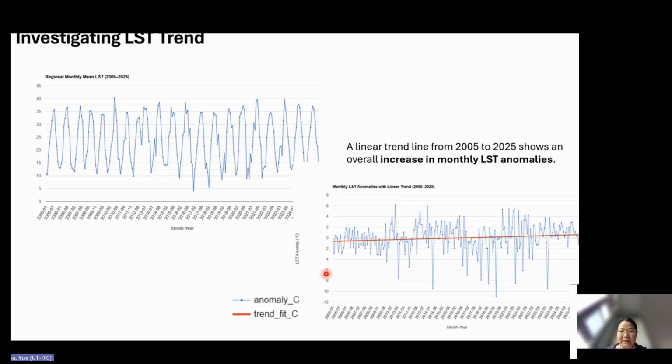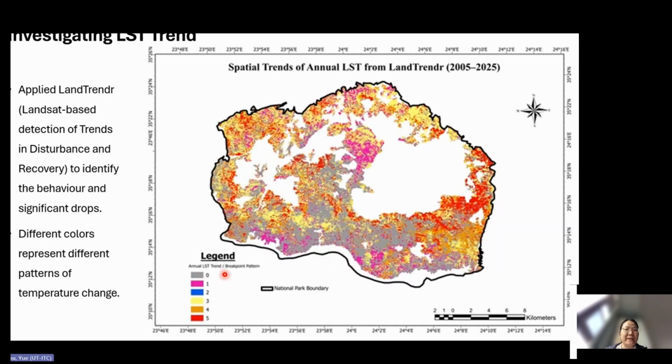So what we did is we calculated the anomaly, a linear trend line from 2005 to 2025, which shows an overall increase in monthly LST anomaly. So basically the land surface temperature is on an increasing trend. And this is a spatial trend.